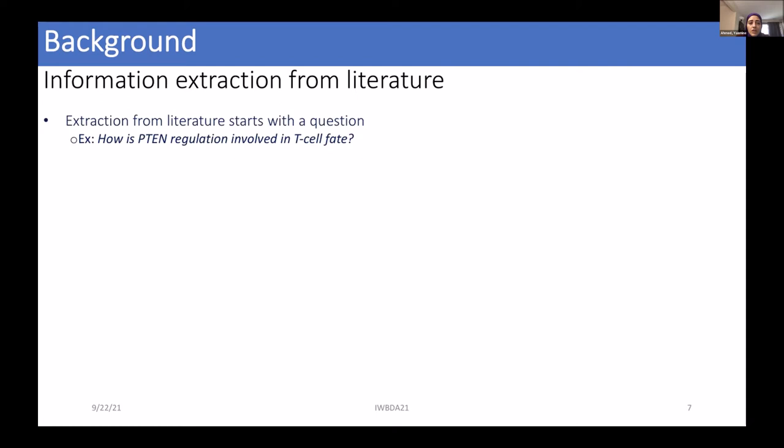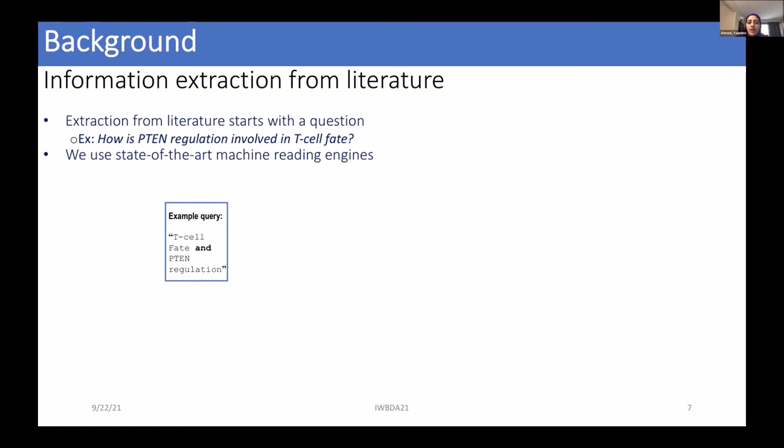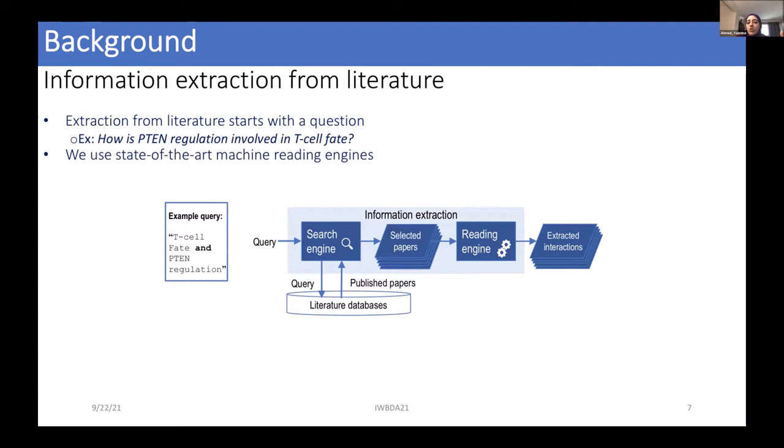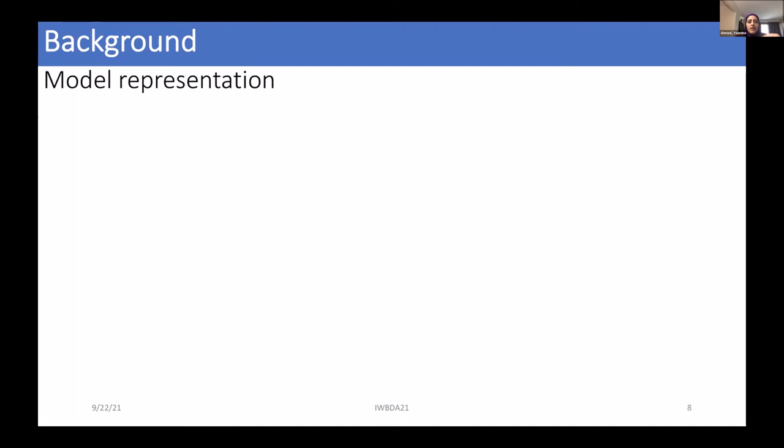So let's say we have this question: how is PTEN regulation involved in T cell fate? This question can be transformed into a search query such as "T cell fate and PTEN regulation." That query would be input to search engines in order to extract the most relevant papers. And those papers would be input to machine reading engines in order to extract the interactions that can be added to models.